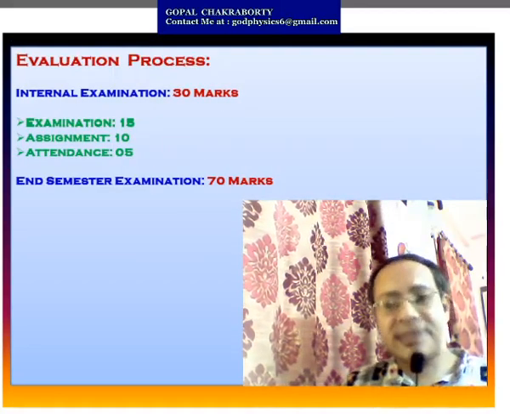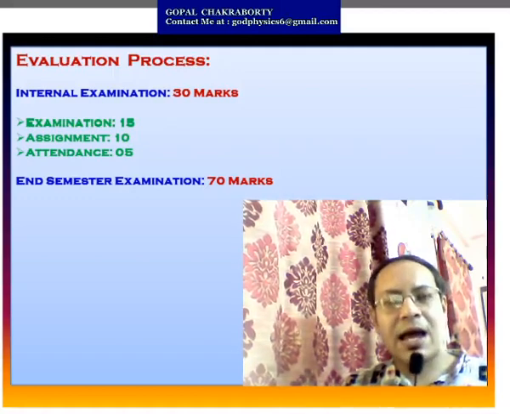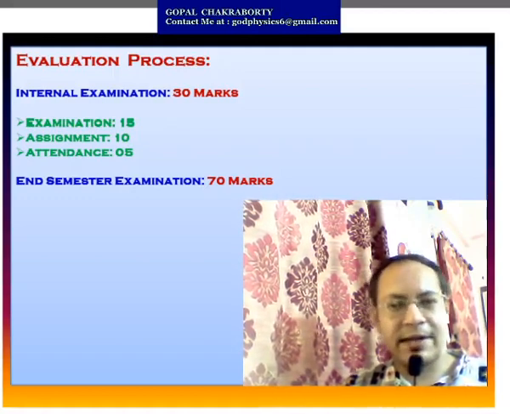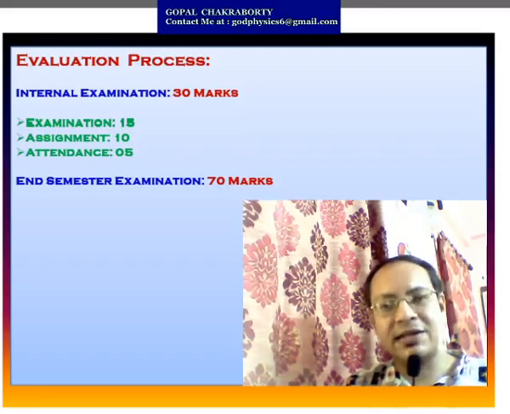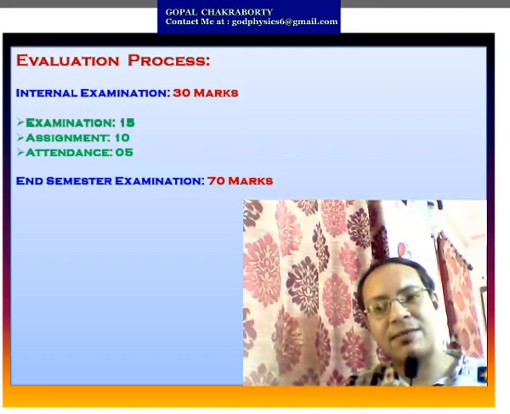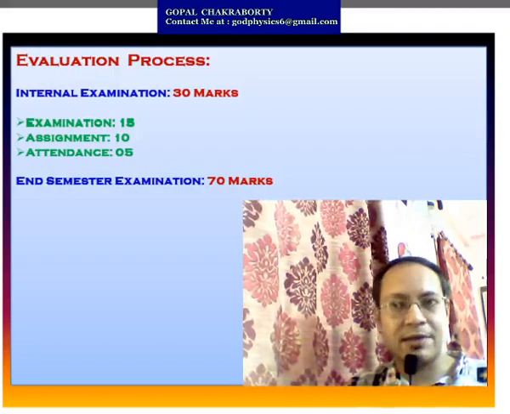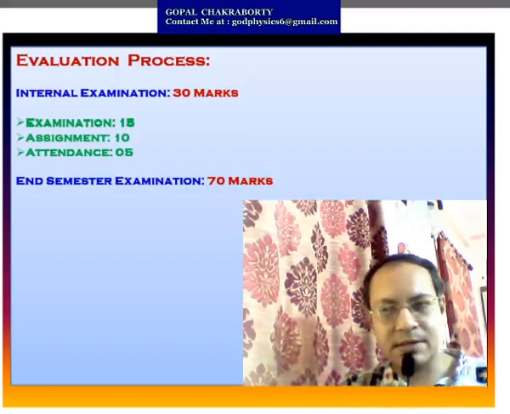The evaluation process is the same. You have to appear for a 30 marks internal exam and an external exam for 70 marks. There is a division in the internal marks: the internal exam will be for 15 marks, assignment or tutorial for 10 marks, and attendance for 5 marks.